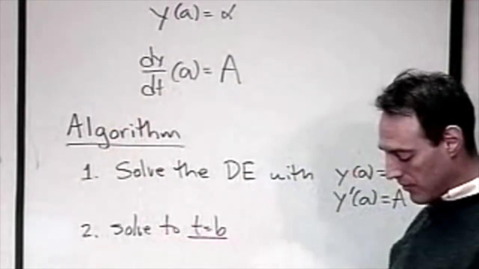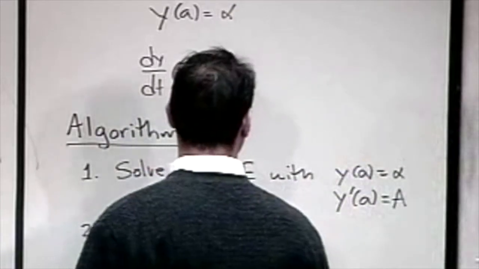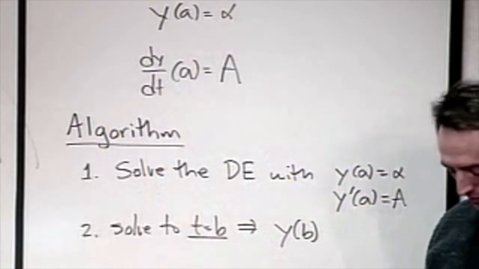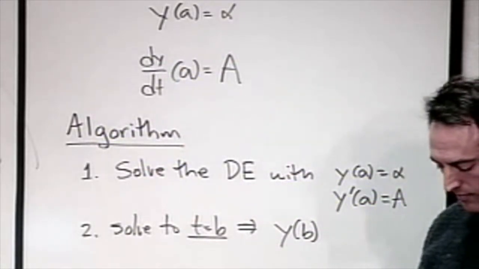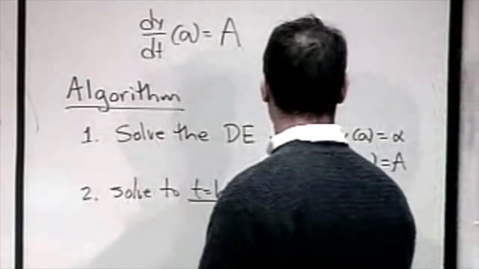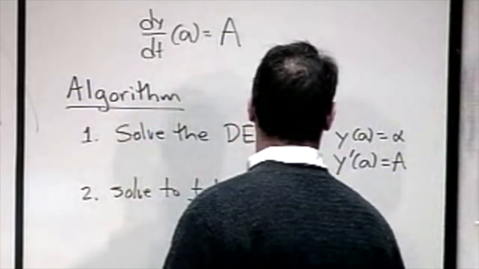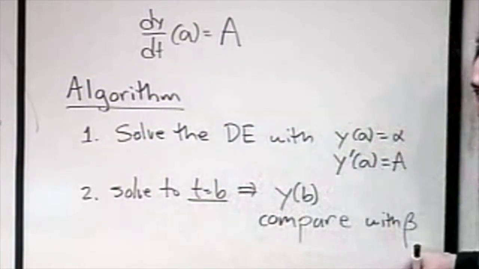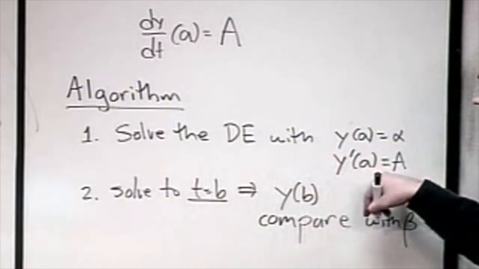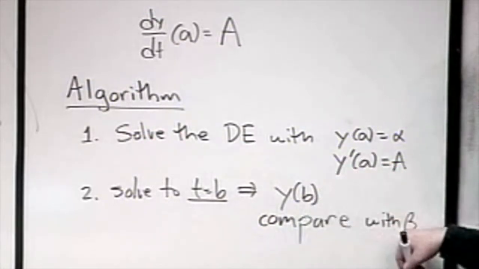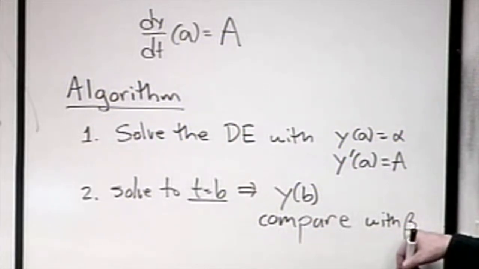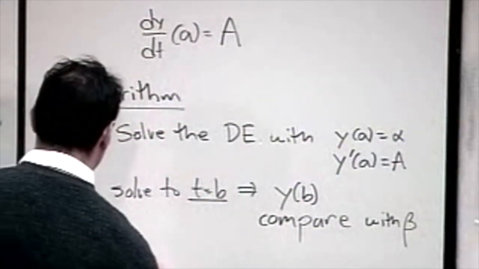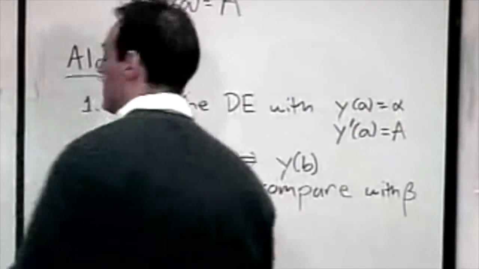Now, when you're at the end of the interval, you want to figure out what's your value of y of b. Okay? And you want to compare it with beta, because that's what it's supposed to be. When you just solve it with some a, you get some value of this. Is it beta or not? If it's not beta, you've got to adjust your a value. Adjust a.